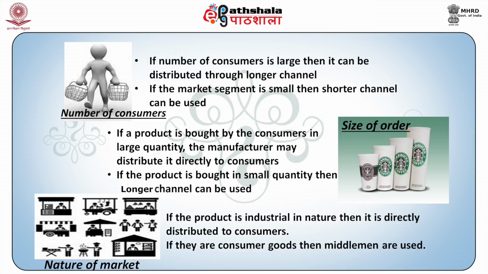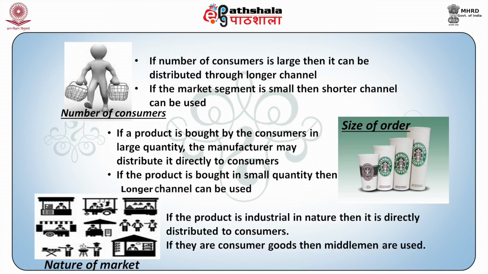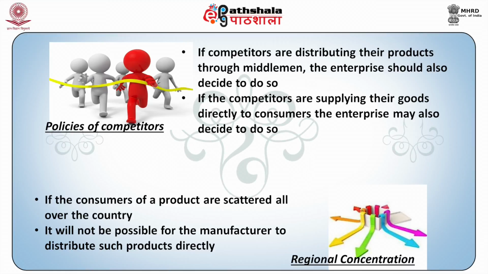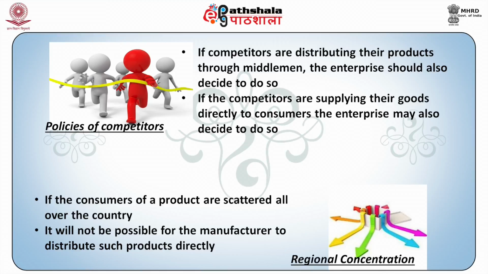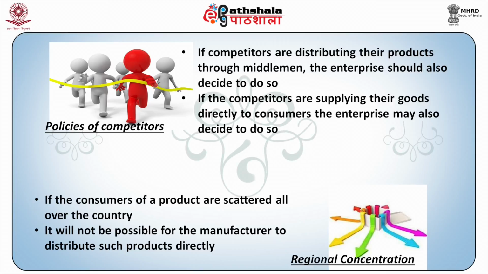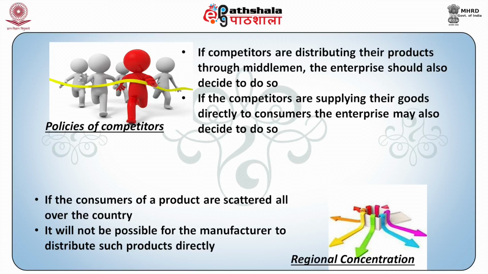Then number three is nature of market. If the product is industrial in nature, then it is directly distributed to consumers. If they are consumer goods, then middlemen are used. Fourth is policies of the competitors. If competitors are distributing their products through middlemen, the enterprise may also decide to do so. If the competitors are supplying their goods directly to the consumers, the enterprise may also decide to do so.